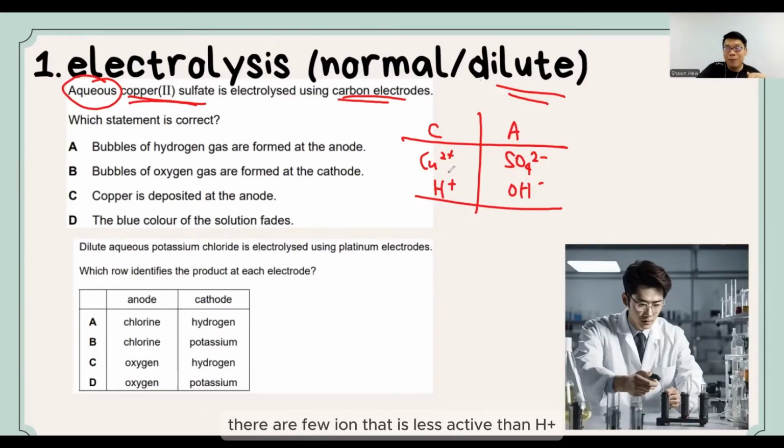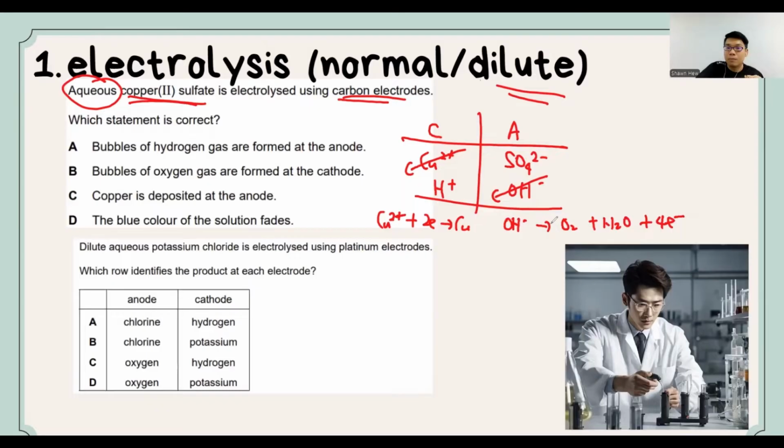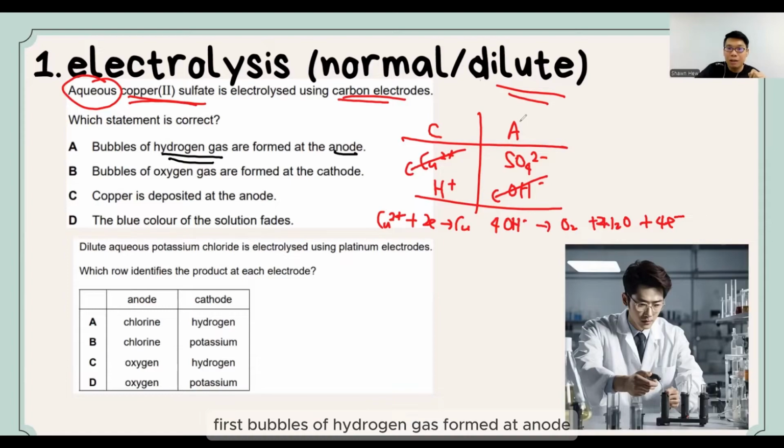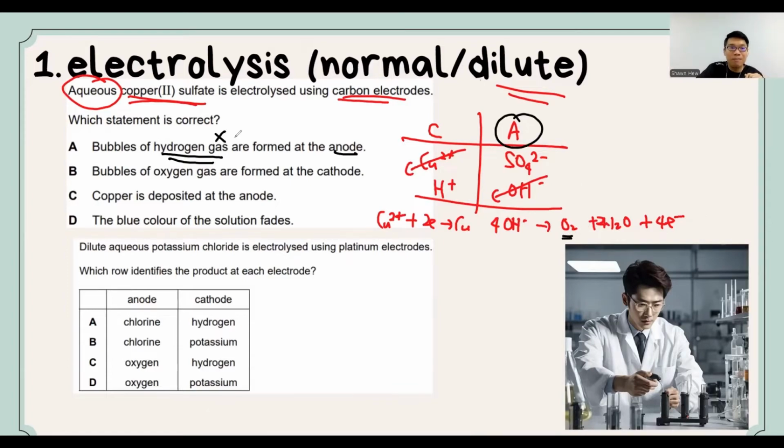For the cathode, there are a few ions that are less reactive than H plus, which are copper, silver, and gold. So discharge copper. Accept electrons, so it will become copper metal. And then here always OH. Which statement is correct? First, bubbles of hydrogen gas form at the anode. Anode here is oxygen. Okay, wrong. Bubbles of oxygen form at the cathode. Cathode here, oh no, it's copper metal deposited, so also wrong. Copper is deposited at the anode. No, it's at the cathode. The blue color of the solution fades.